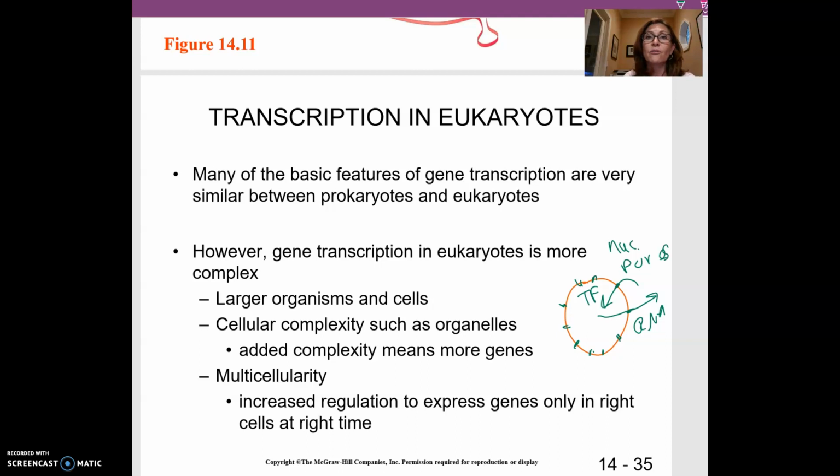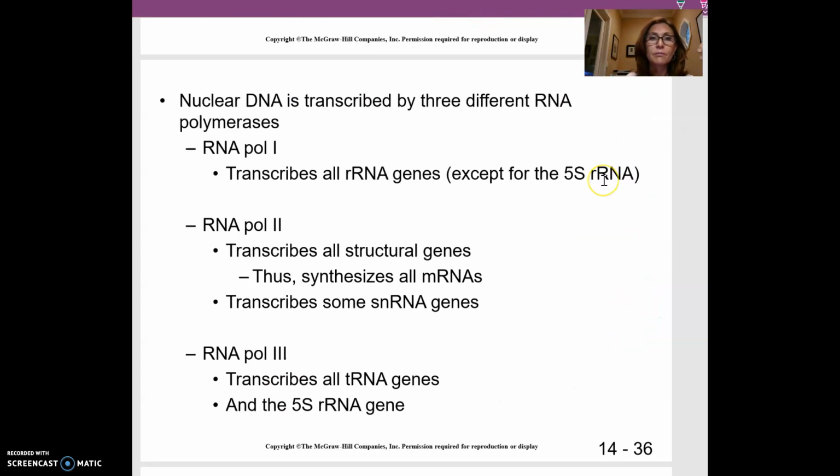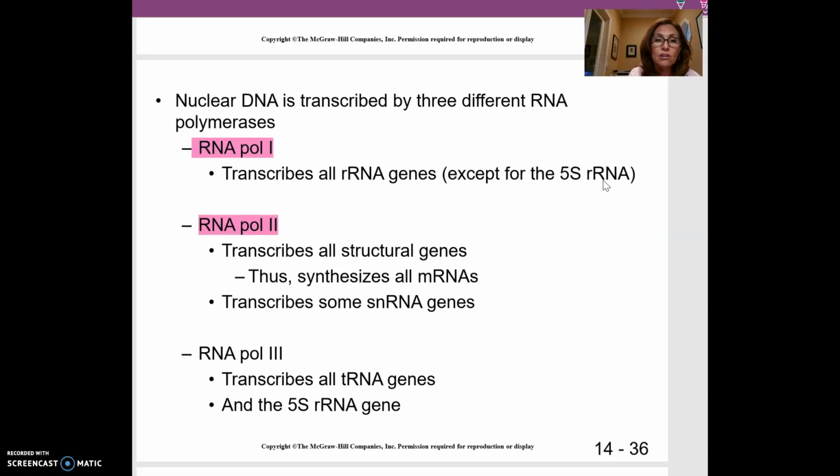Now, don't fool yourself. The organism that has the most DNA on the planet, the highest DNA content, is a tiger lily. So gene number and DNA content are not linked with complexity of the organism. Having said that, multicellularity does seem to go along with having more genes and having more highly regulated genes. So nuclear DNA is transcribed by 3 different RNA polymerases in eukaryotic cells. You have RNA polymerase 1, RNA polymerase 2, and RNA polymerase 3.